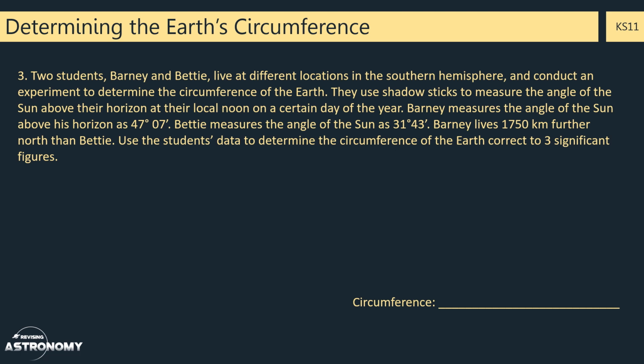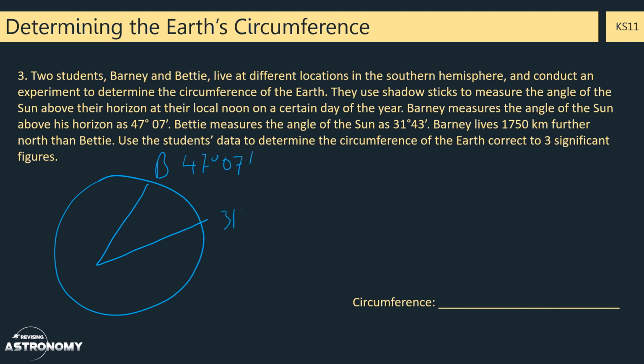Again, very similar question. Two students, Barney and Betty, live at different locations in the southern hemisphere. And again, we want to work out the difference between them. So we know that Barney at the top here is 47 degrees and 7 minutes, and Betty measures 31 degrees and 43 minutes. So we need to work out the difference between them. If we added on 15 degrees to 31, that would give us 46 degrees, 43 minutes. To get from 43 to 7, there's 17 minutes left to get to 47, and 7 more is going to be 24 minutes.